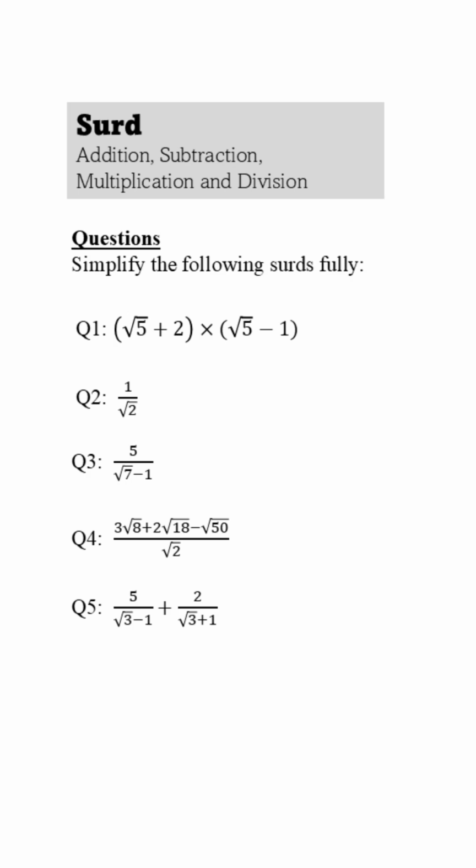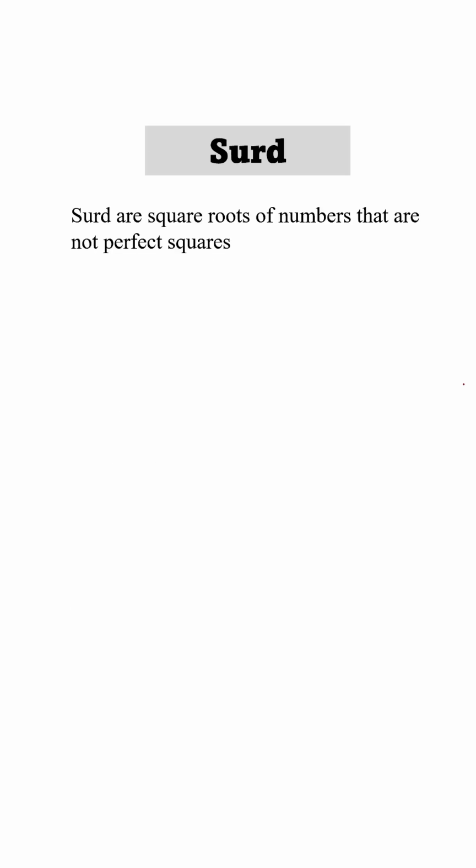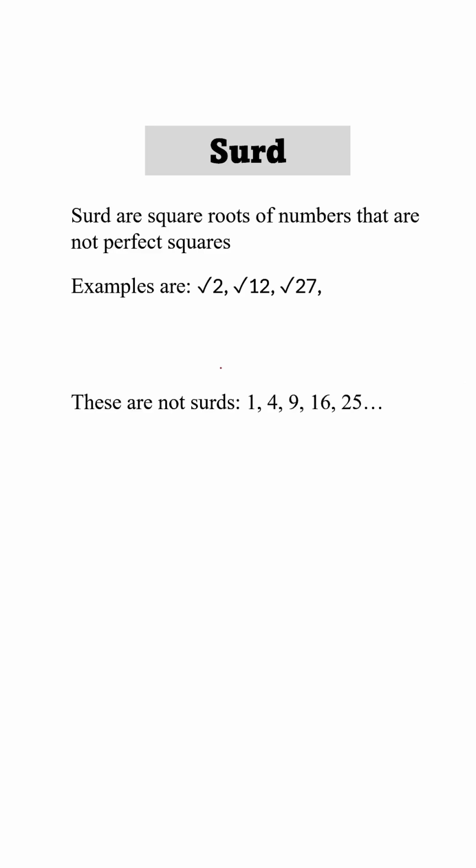Before we start solving the questions, let's have a quick refresher on the key surd rules. Surds are square roots of numbers that are not perfect squares. The main rules that guide how surd problems are solved are as follows.